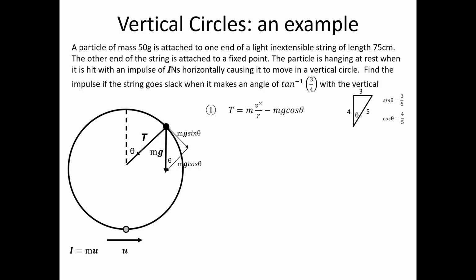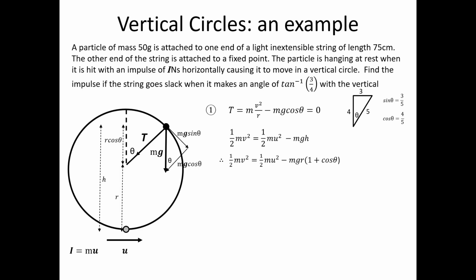This all goes horribly wrong when the tension in the string falls to 0. That's the equation we've got to solve. So we now use energy considerations. The kinetic energy it has now is a half mv squared, which is equal to a half mu squared minus the gravitational potential energy it's gained. And h, the height it's gained, is that there. Now, as we did before, we can split that height h into two components, r cos theta and r. So that equation there can be rewritten in that form.